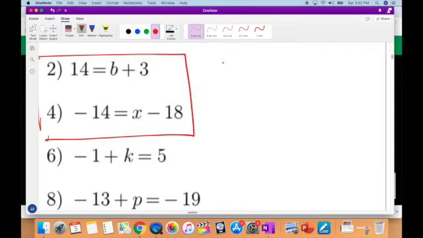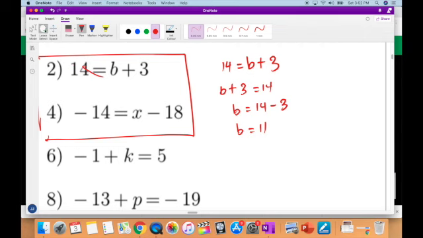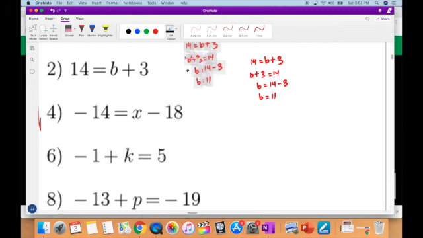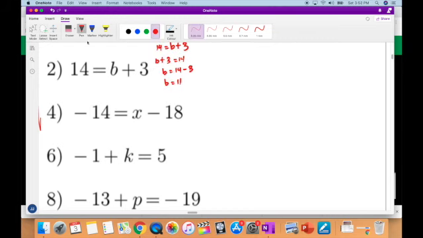14 is equal to b plus 3, and I have to solve for b. So if I want, I could just flip it. I could say b plus 3 is equal to 14. B is equal to 14 minus 3. B is equal to 11. So that's okay for you there, Caitlin? Yeah. And Shazay, you alright with this? You understand how I get 14 minus 3? Yeah. Very good.